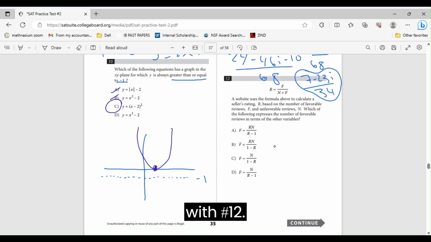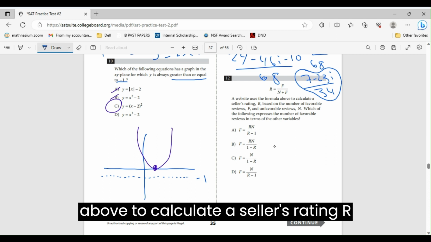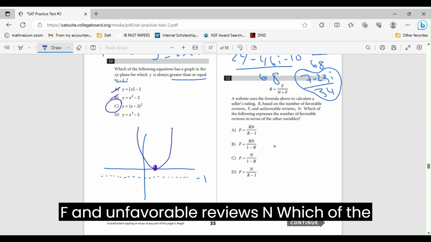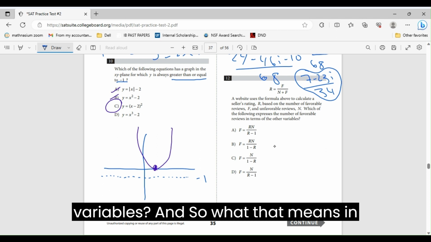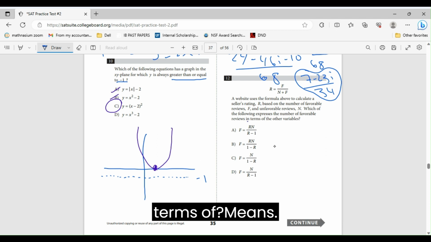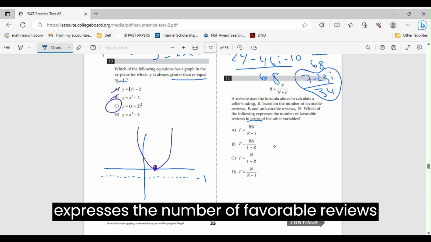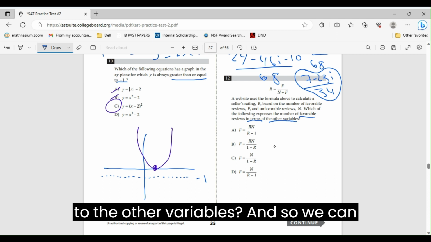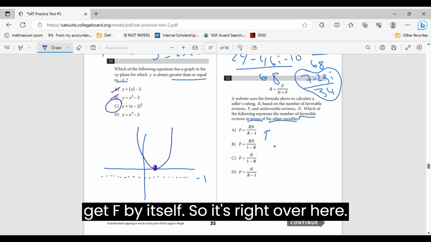Now with number 12, we see that a website uses the formula above to calculate a seller's rating R based on the number of favorable reviews F and unfavorable reviews N. Which of the following expresses the number of favorable reviews in terms of the other variables? So which of the following expresses the number of favorable reviews, or F, in terms of, or equal to, the other variables? And so we can just do some algebraic manipulation to get F by itself. So let's write what we're given.